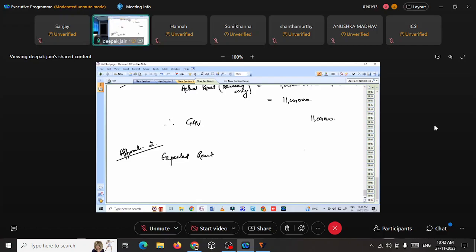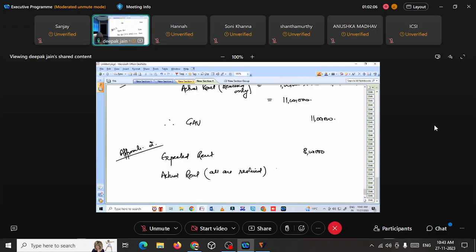How much is 8 lakh? Take actual rent by assuming all are realized. There is no unrealized at all. You have to hypothetically assume that there is no unrealized at all. What would be the answer? If there is no unrealized, 1 lakh into 12, 12 lakh.